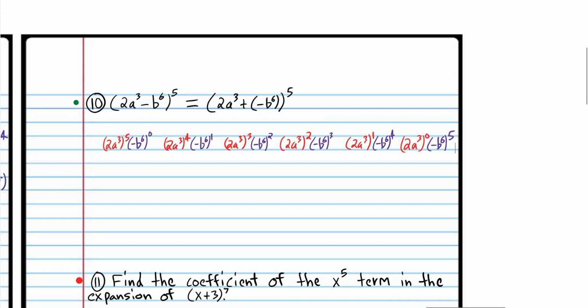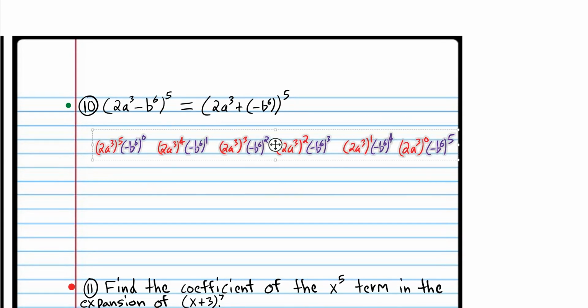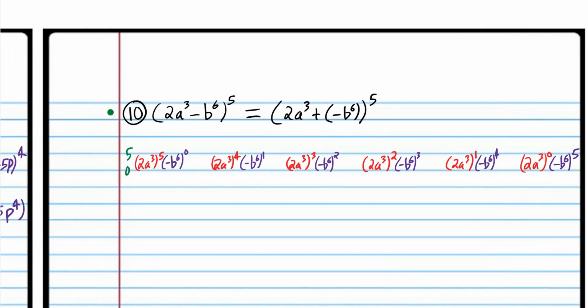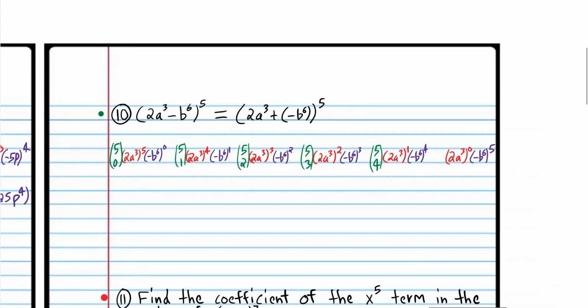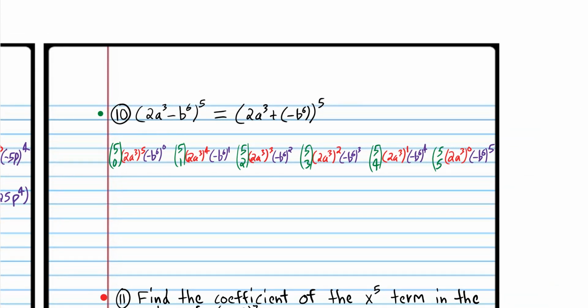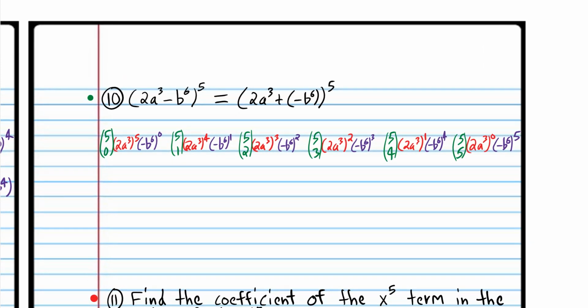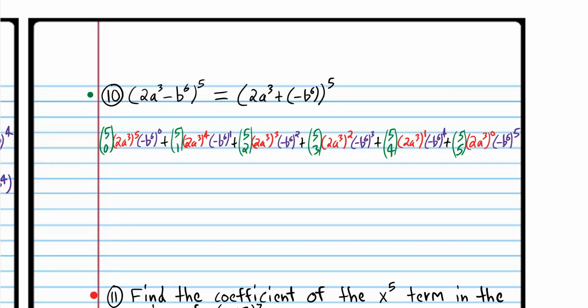So now we're ready to write our coefficients, but I can tell I need to shrink this quite a bit. Okay, so we're starting with 5 choose 0. Why 5 choose 0? Because we have a 5 here, right? Then 5 choose 1, and then 5 choose 2, and 5 choose 3, 5 choose 4, and 5 choose 5. And now we're going to write plus signs in between. Again, I know this is very tedious to have to write all this stuff out.